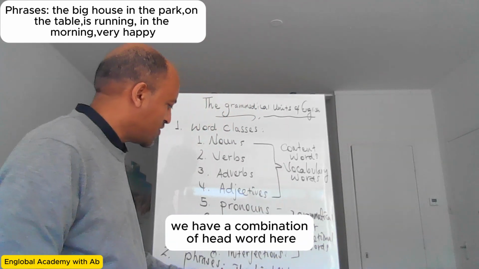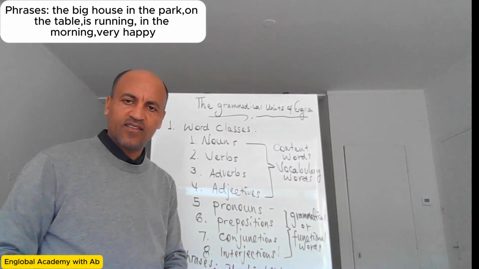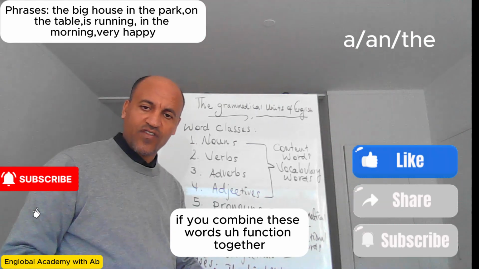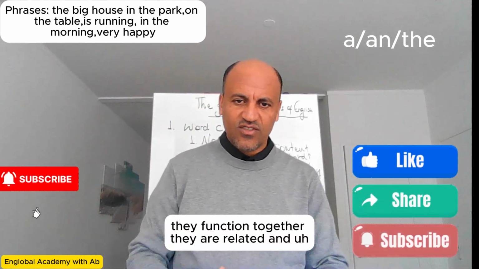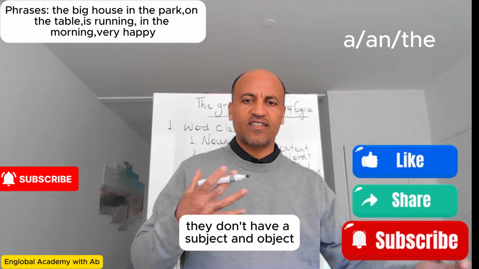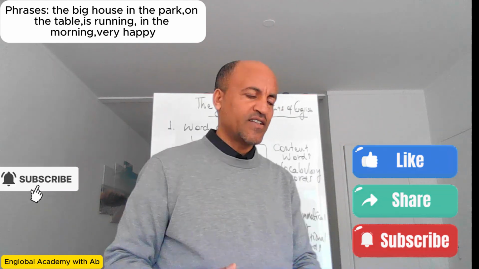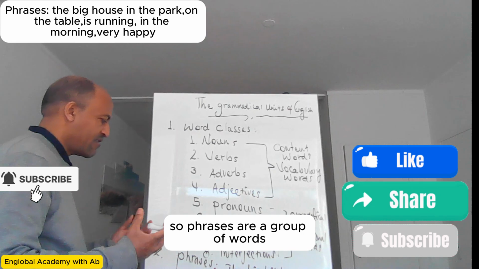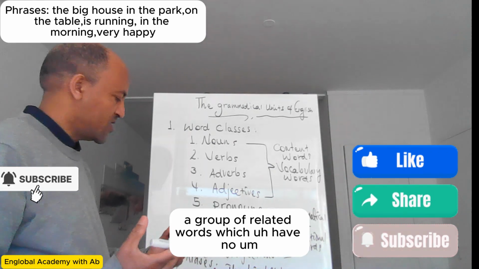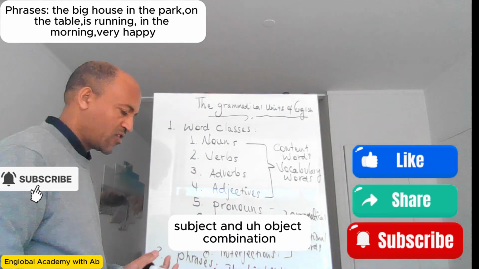We have a combination of a head word here, house, the adjective big, and the first one is the article. If you combine these words, they function together, they are related, and they don't have a subject and object, but they function as a noun phrase. So phrases are a group of related words which have no subject and object combination.